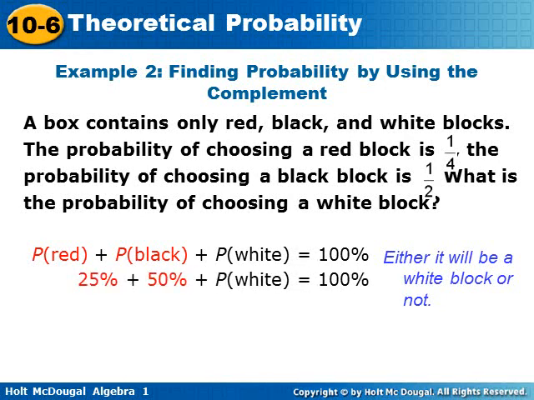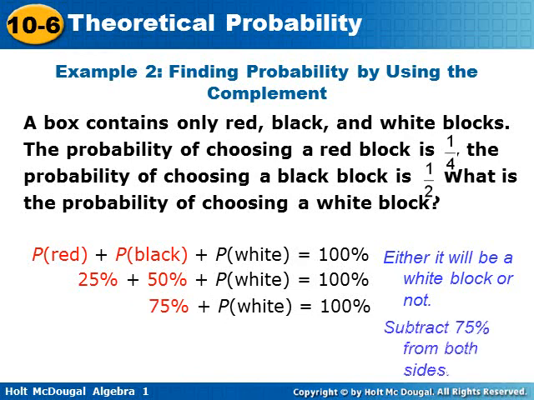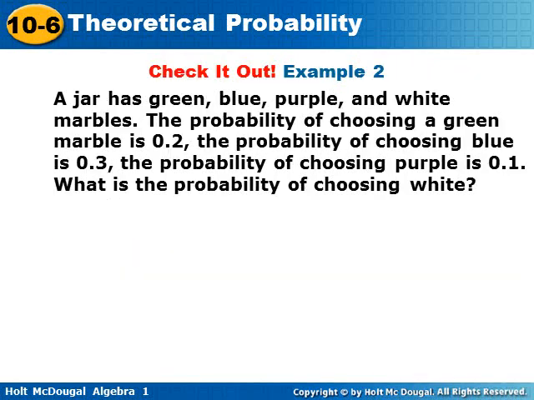So we know that the probability is 1/4 for the red blocks. If you divide that into a decimal and change it into a percent, it's going to be 25%. And you know that the black blocks are 1/2. If you divide that and change it into a percent, that's 50%. So 25% for the red plus 50% for the black plus the probability of a white block equals 100%. So we have 75% plus the probability of a white block equaling 100%. Subtract 75% from both sides, and we end up with the probability of drawing a white block as 25%.